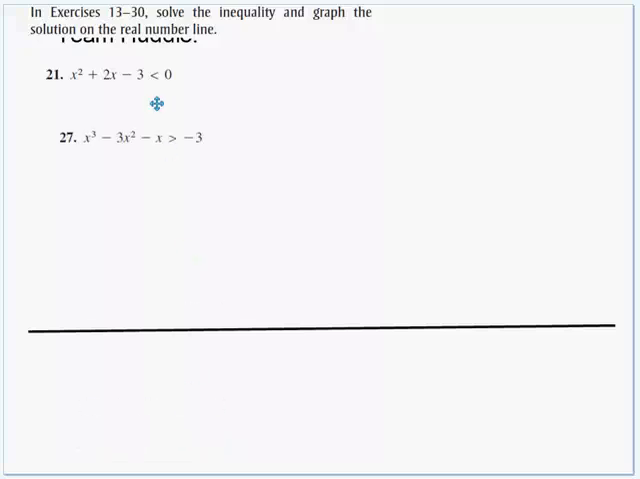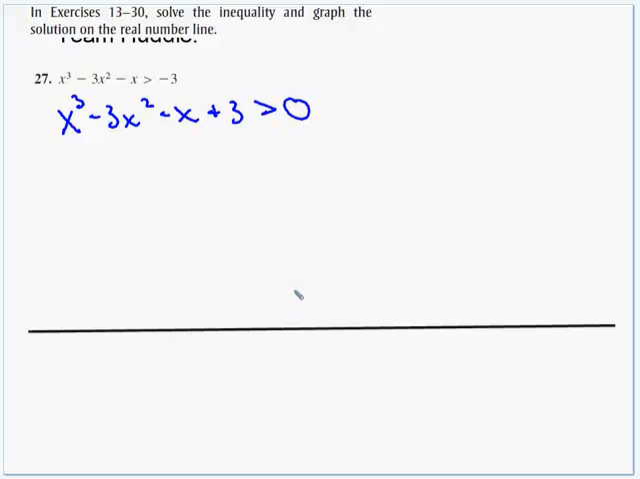Alrighty. 27. Let's see here. If we move the 3 over and make it positive, we now have x to the third minus 3x squared minus x plus 3 is greater than 0. If you're doing this at home, we don't have a real good way to factor that until we do Chapter 3, Section 3, which is coming up.